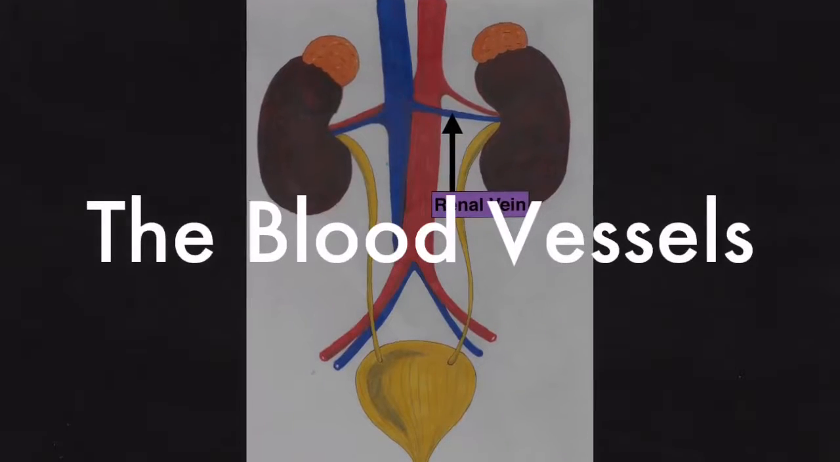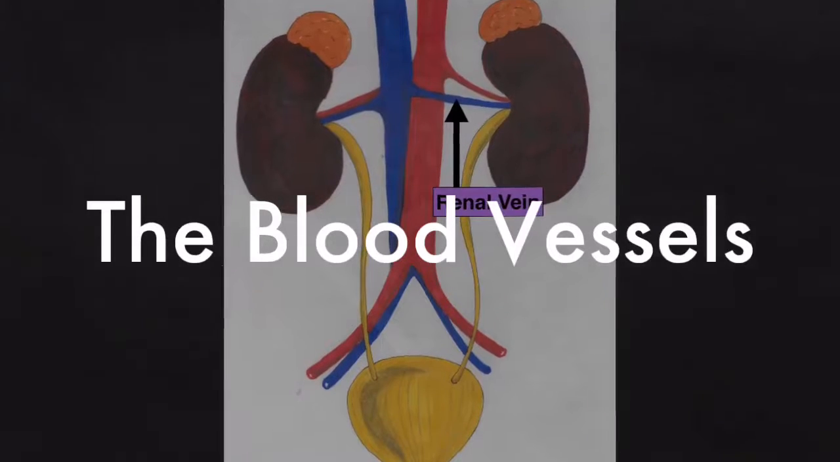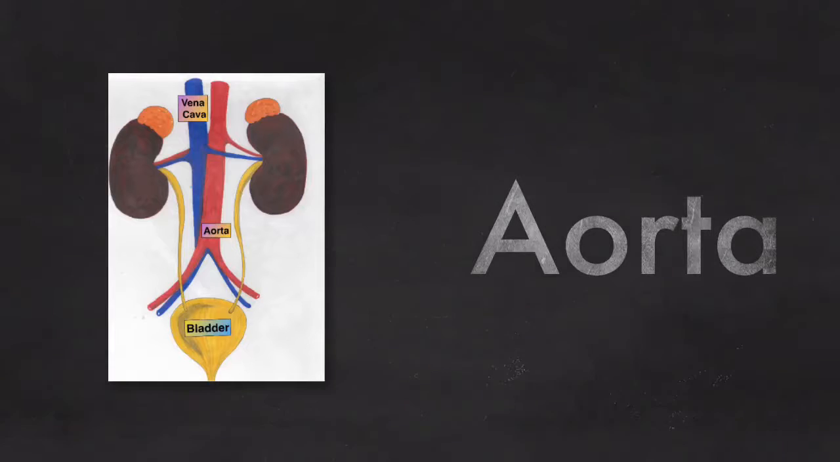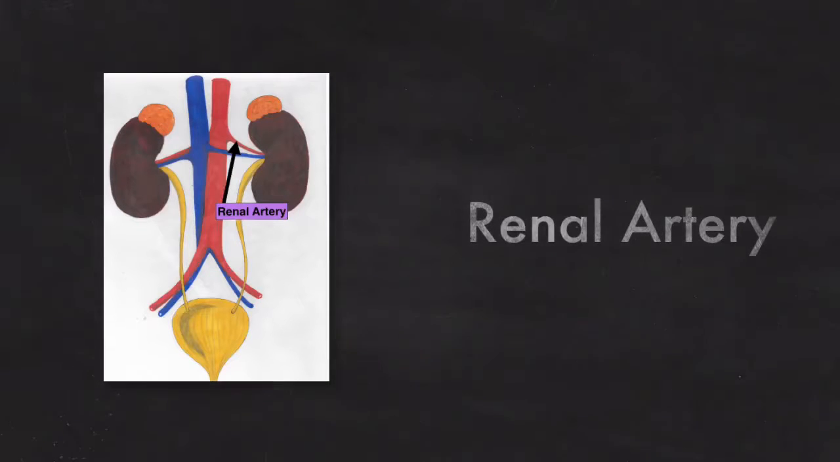The urinary system is all to do with filtering the blood and removing waste, so let's go into the blood vessels connected with the urinary system. The main arteries leading into the kidneys actually branch from the aorta, the largest artery in the body. The renal arteries branch from the aorta and lead into both kidneys.